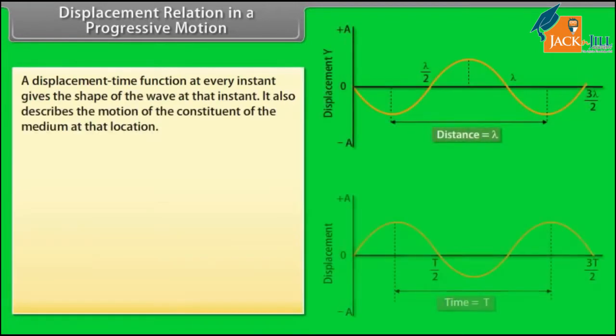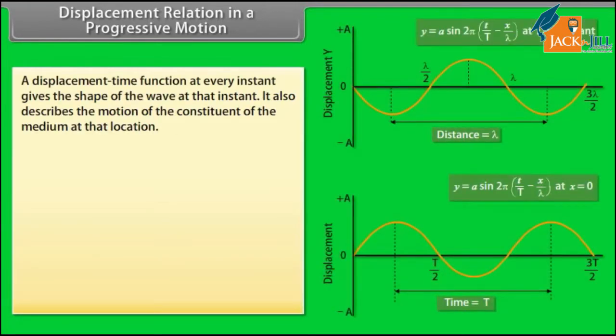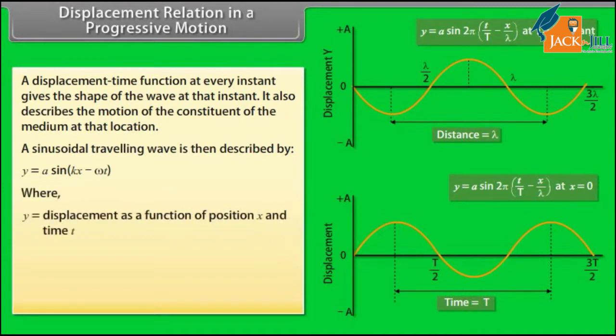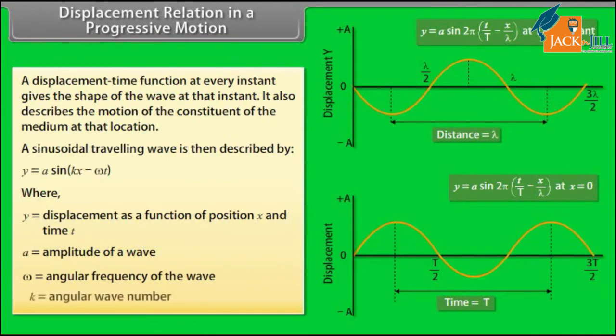Displacement relation in a progressive motion. A displacement time function at every instant gives the shape of the wave at that instant. It also describes the motion of the constituents of the medium at that location. A sinusoidal traveling wave is then described by y = A sin(kx - ωt), where y is the displacement as a function of position x and time t, A is the amplitude of the wave, ω is the angular frequency of the wave, and k is the angular wave number.